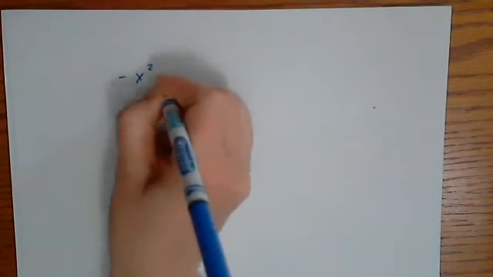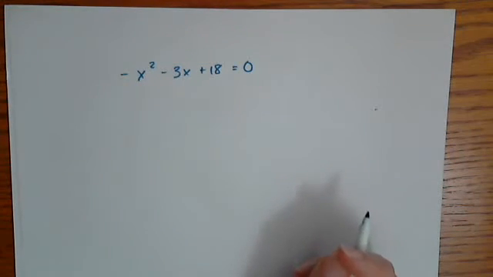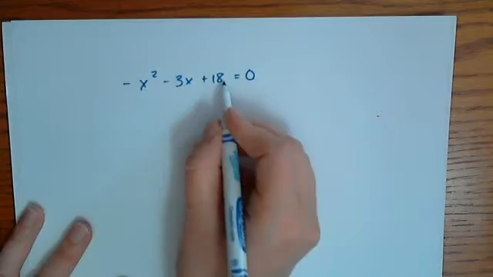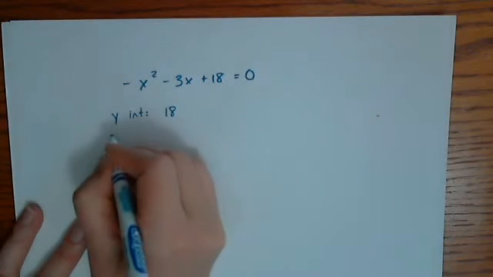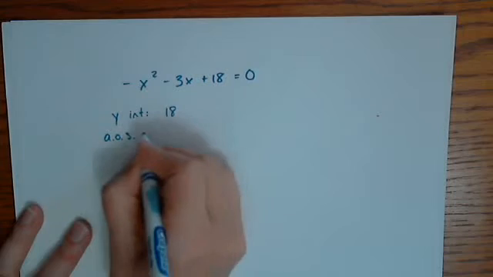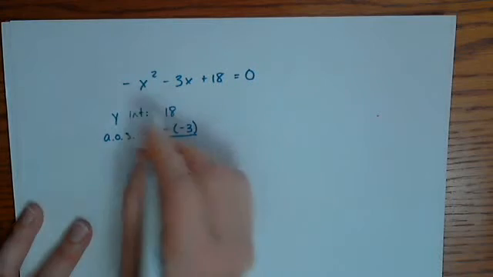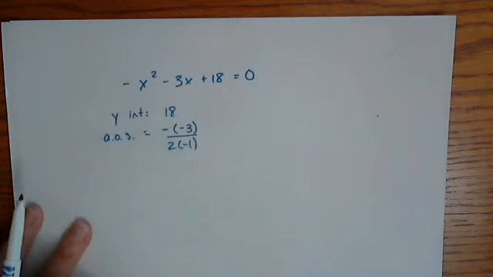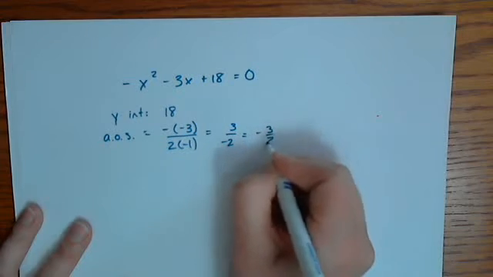So example 1A is the problem: -x squared minus 3x plus 18 equals 0. Okay, if we're going to solve by graphing, we're going to want to find our y-intercept. So the y-intercept is at 18. Our axis of symmetry is going to be at -b, which is -3, over 2a, where a is -1. Don't forget, if that's just a negative, that means it's a -1. Okay? So that's 3 over -2, which is -3/2.